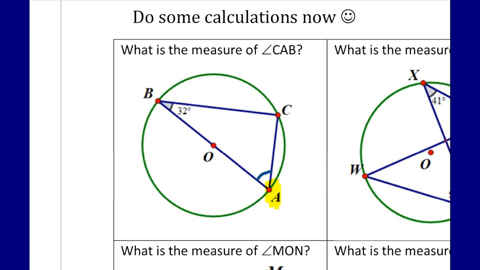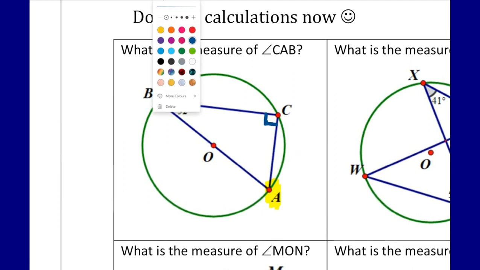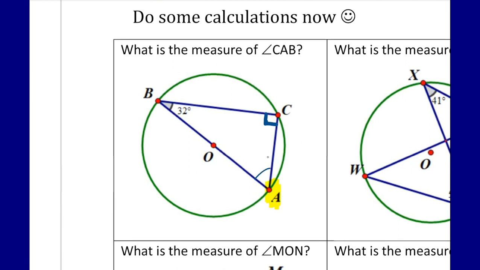I do see that we have a triangle. The base of the triangle is a diameter, so that means that this angle is 90 degrees. So then this angle here has to be 180 minus 90, so 32 degrees is this angle.